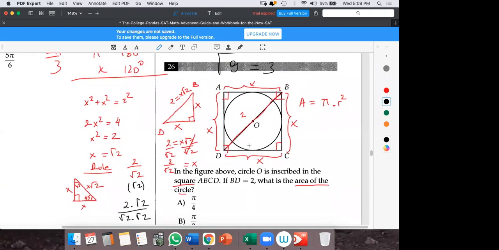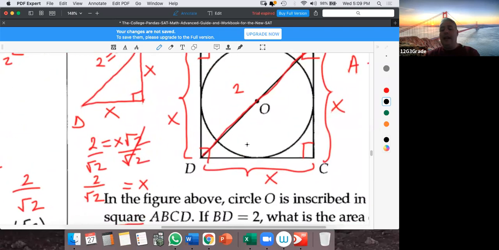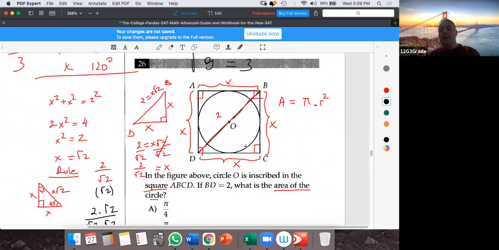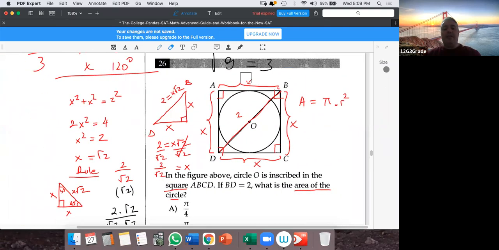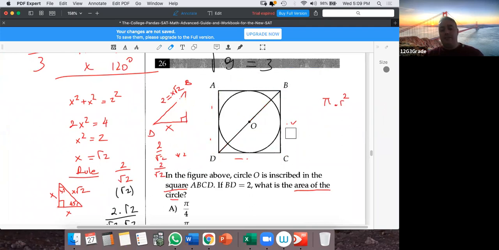Now we find the x, which is 2. My dear students, be careful right now. Here, be careful. Now, when I divide this circle and square, be careful now.